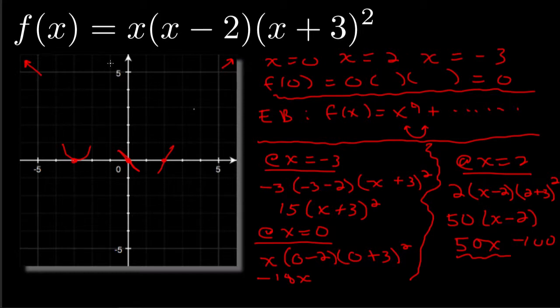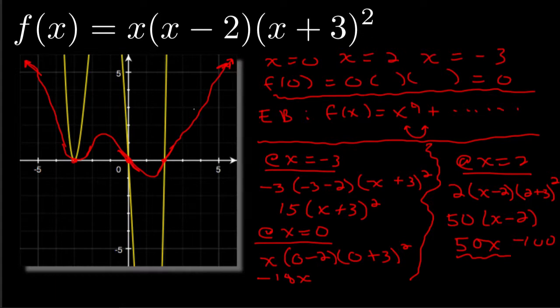So again, connecting my end behavior prediction with the behavior near the roots, the function's going to come down, bounce off the root at negative 3, come up, turn around, travel through 0, 0 in a linear shape, turn around again, travel through 2, 0 in a linear shape, and then head upward so that both ends are facing upward. And again, using some sort of a graphing utility to find the answer, it looks like my end behaviors are okay, pointing up and up. It looks like my roots are okay.